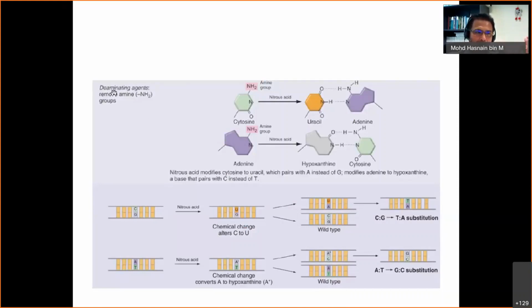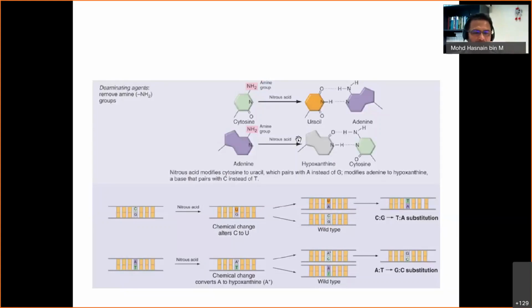Amine. Okay, amine means what? It should have an NH. Okay, amino acid, it is called amino acid because it has NH. So amine group, it has NH. So deaminating agent, meaning to say the removal. Okay, remove amine group. Deaminating agent, remove amine group.